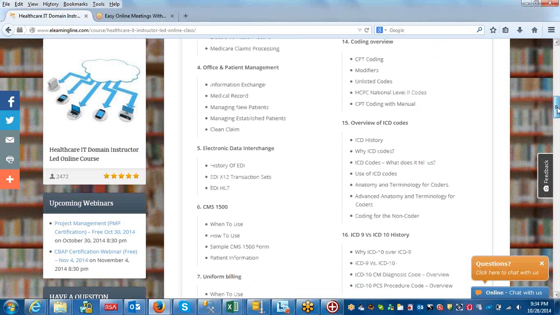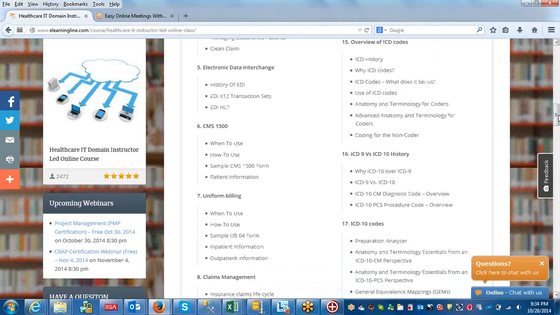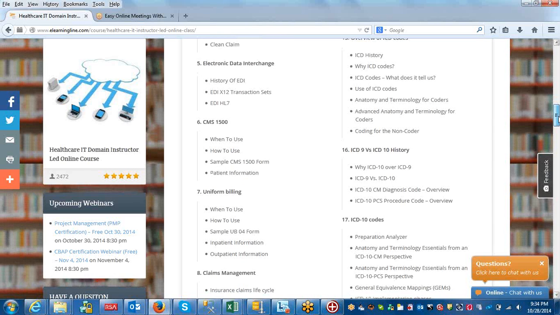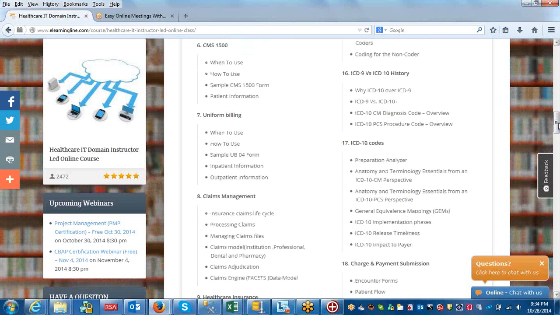Then we have electronic data interchange, how the data is getting transferred inbound as well as outbound, and this is electronic moreover because that's where most of the jobs are on the electronic side of it. You can explore EDI jobs.